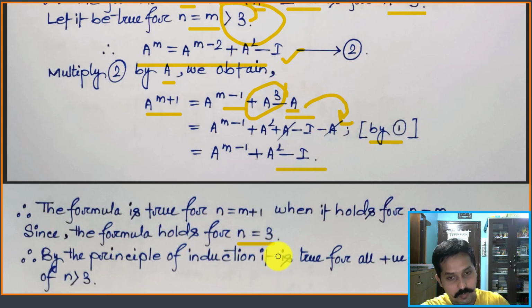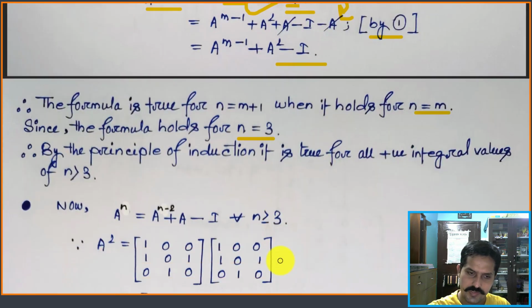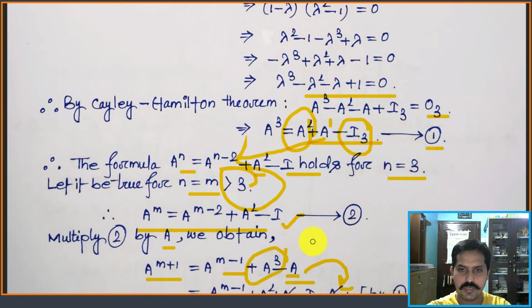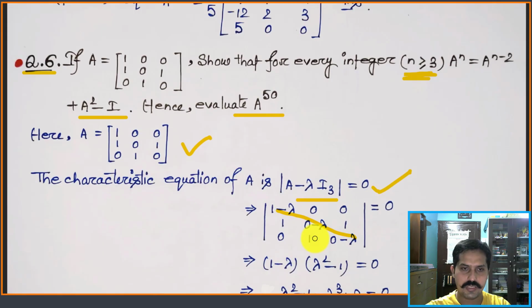So by mathematical induction we can say that the result is true for n equals 3 plus 1 equals 4, 4 plus 1 equals 5, 5 plus 1 equals 6, and so on. That is, by mathematical induction we can say the result is true for any value greater than or equal to 3, right? Hence a to the power n equals a to the power n minus 2 plus a square minus I is true for all n greater than or equal to 3. So this is the proof of the first part, which is done by mathematical induction.